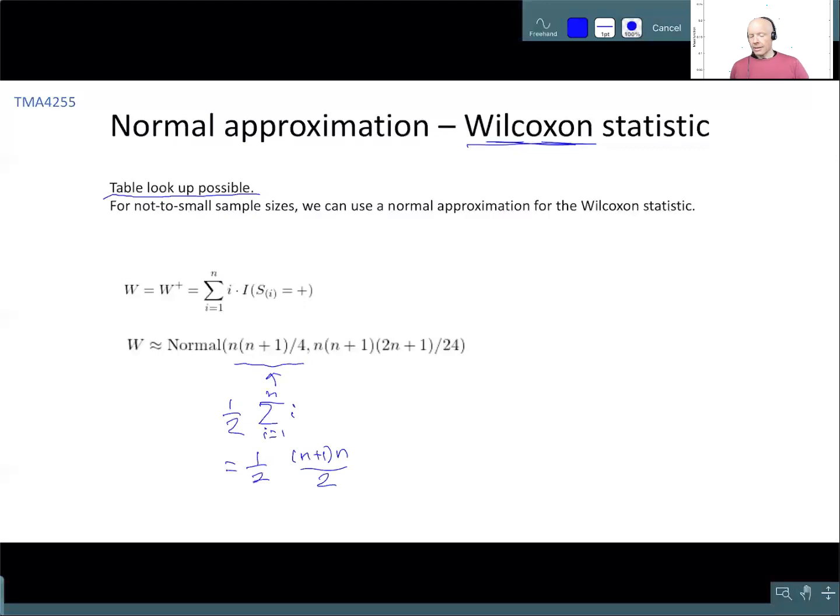Because each rank under hypothesis H0 would be either plus or minus. So we get a half times this rank sum. And it's similar for the variance. Here we get actually the sum over i squared entering, and that's defined by this, but that's not 24. We divide instead by another number because we get half again in the variance. Okay, so given a normal approximation, one can do tests.